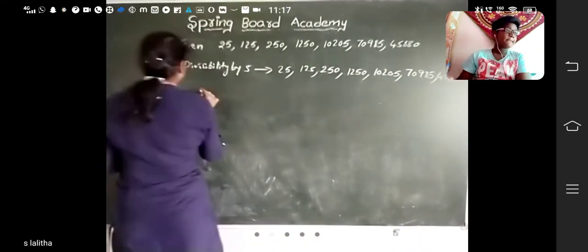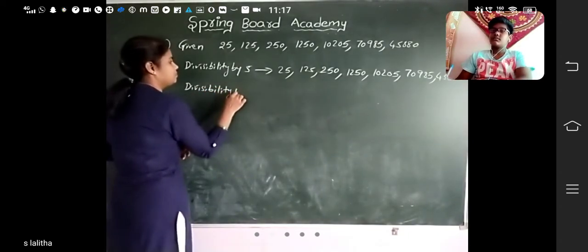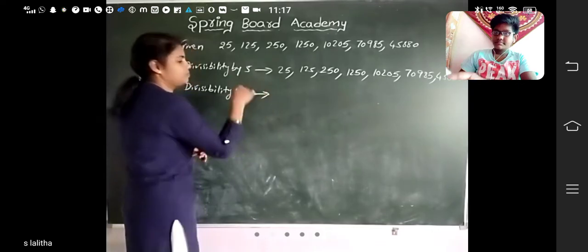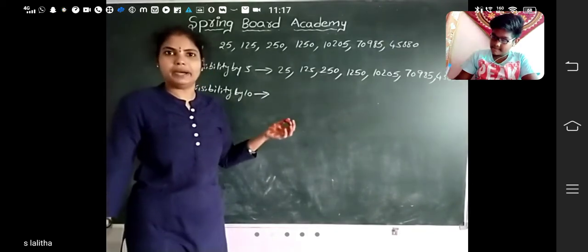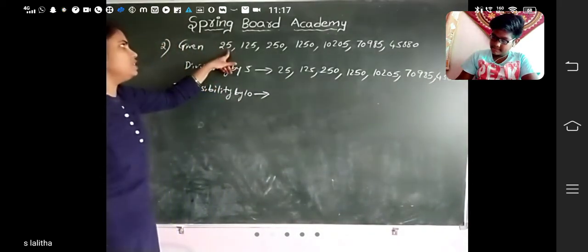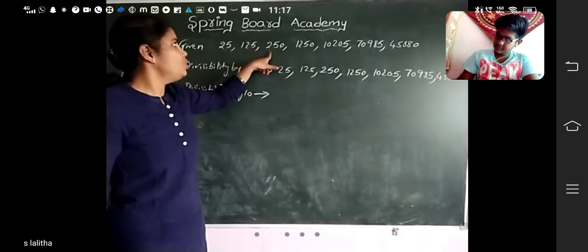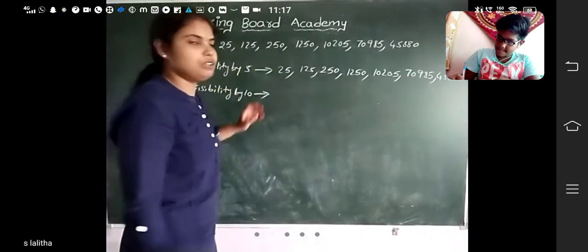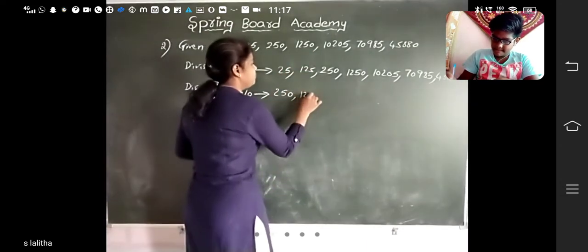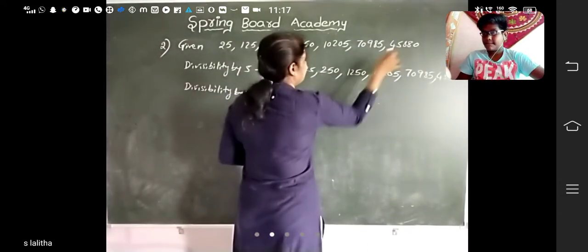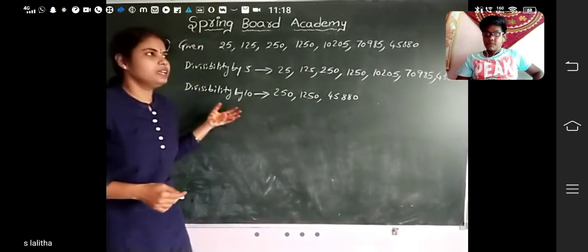Next, divisibility by 10. What are those numbers? The number having 0 in the ones place is divisible by 10. What are those numbers here? 25, units place 5 is there. So it is not divisible by 10. This one also not divisible. 250, ones place 0 is there. So it is divisible by 10. 250, and next 1250, next 45,880. So these three numbers are divisible by 10.